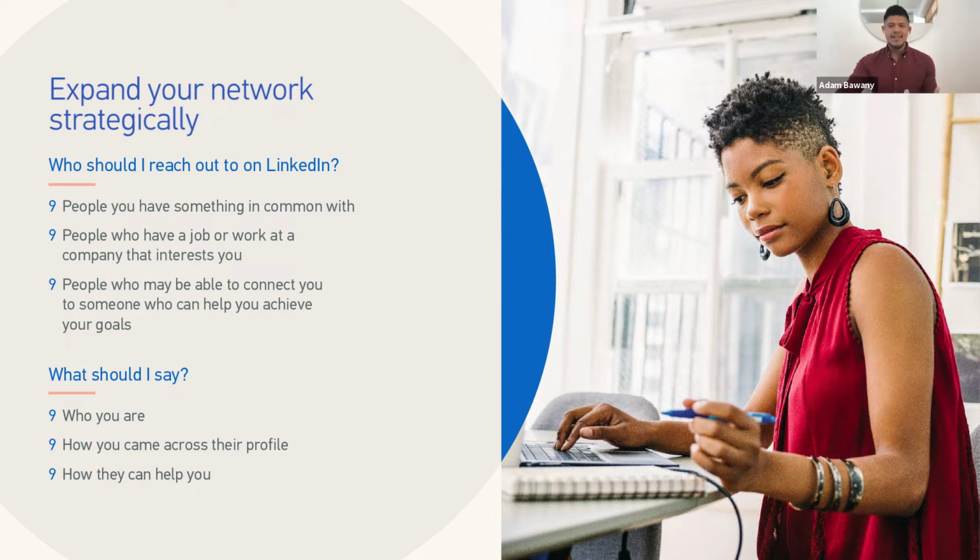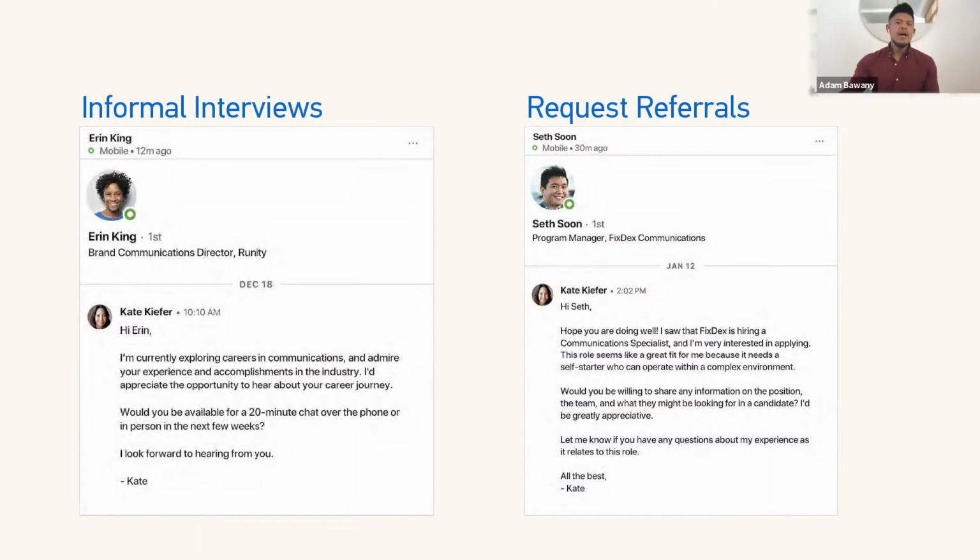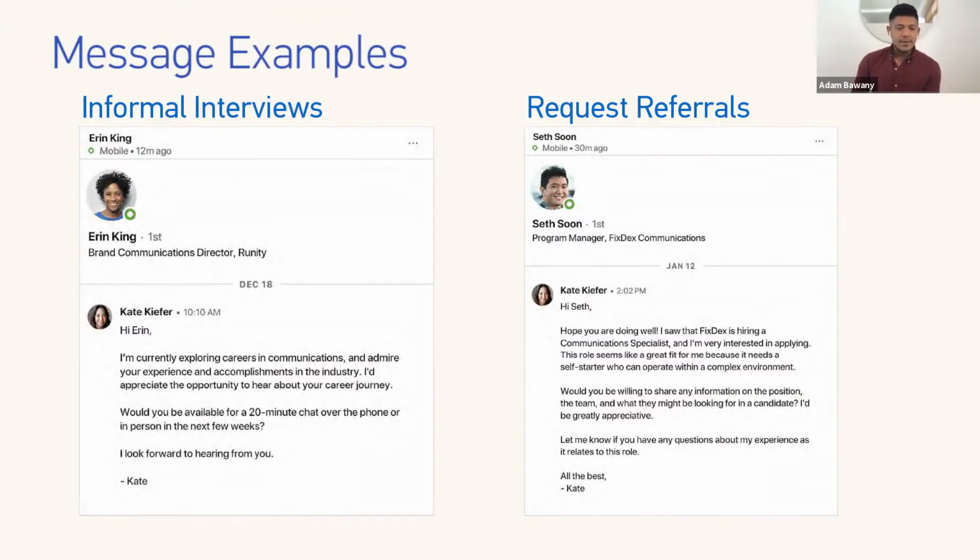And most importantly, you want to share with them what you hope to achieve from a conversation with them. So here are some examples. The first one is how you can reach out to people to ask for informal interviews. In this example, you can see Kate asking Erin for an informal interview to gain more advice on her career path, but to also learn about the communications industry. This is a great way to understand the role and the type of work you'll be involved in.